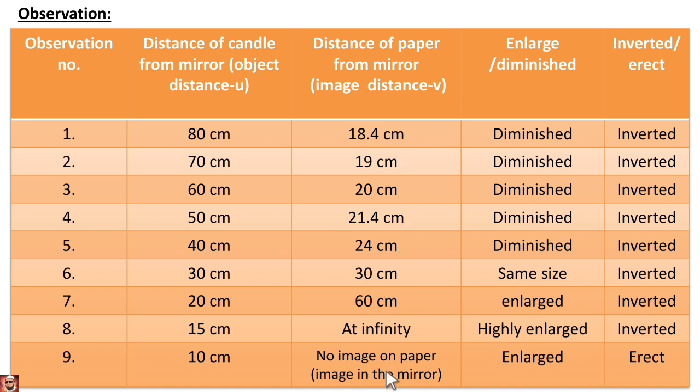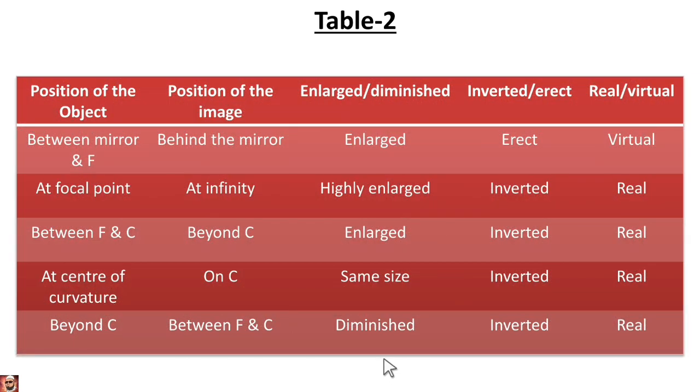Right. So again, in table 2, we did not consider particular values, just positions of the object, taking different positions with respect to the focal point and center of curvature. First, when the object is between the mirror and focus, that is less than the focal point, the image is behind the mirror. It is not getting on the screen, we are getting it in the mirror. And the image is enlarged, erect and virtual.